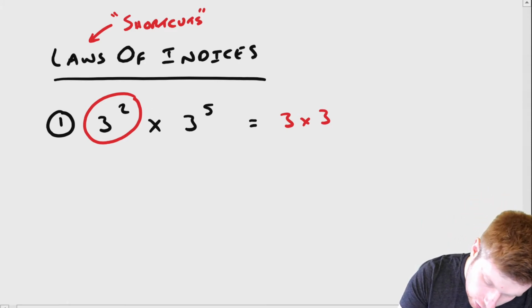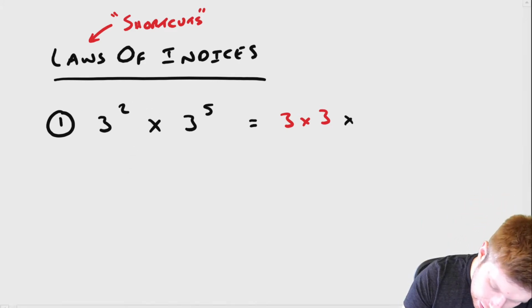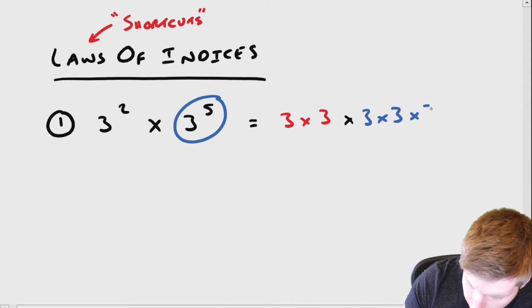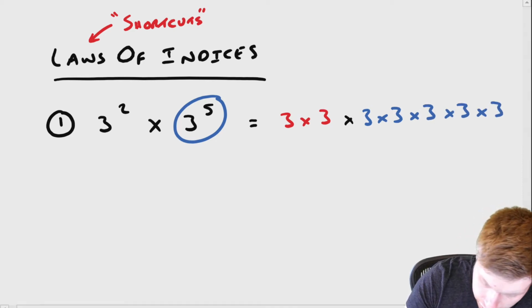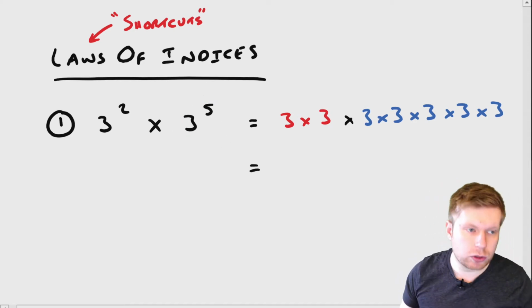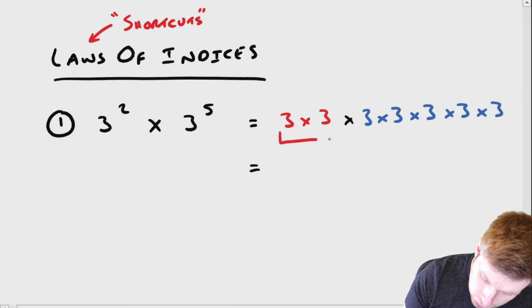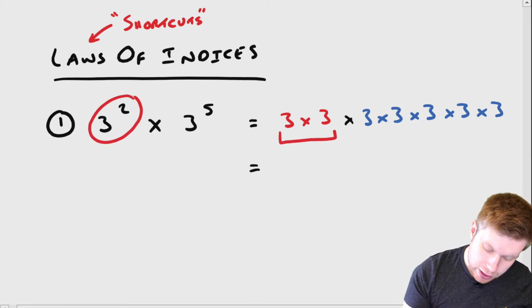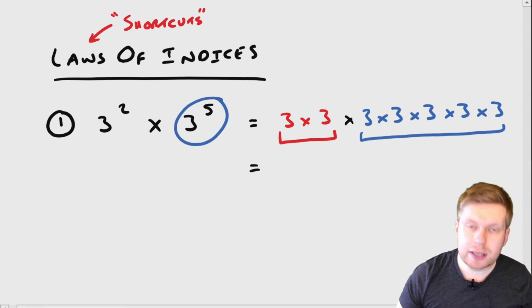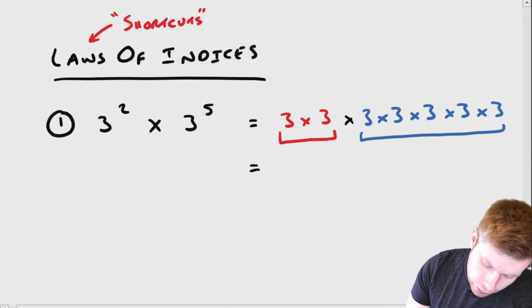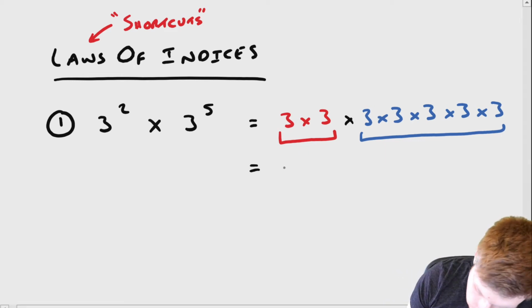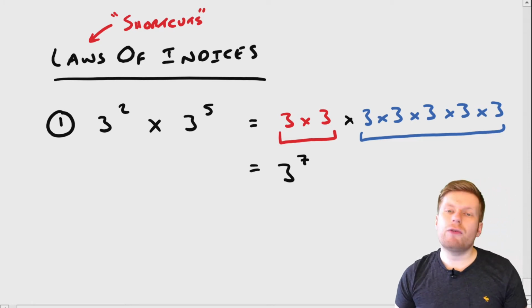Now I'm multiplying that by 3 to the power 5, which is just 3 multiplied by itself 5 times. So my question is, how many times are you multiplying 3 by itself? You were multiplying 3 by itself twice because of the 3 to the power of 2, and then another 5 times, because that's what the 3 to the power of 5 told you to do. So in total, you're multiplying 3 by itself 7 times.